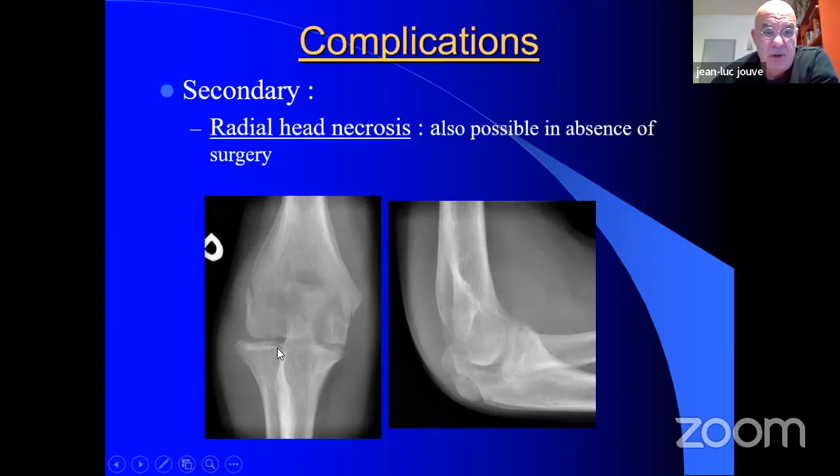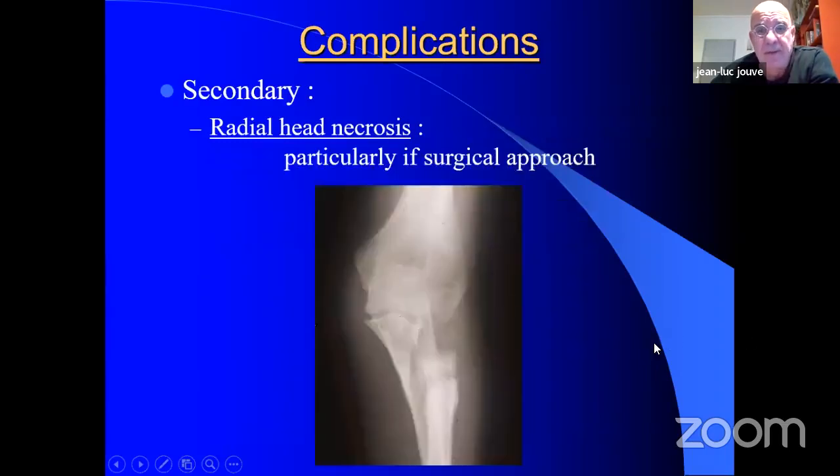This is an example of radial head necrosis, with a radial head which is completely flat and with irregularity of the articular surface. Another example: the radial head has completely disappeared, and this is typically the kind of necrosis after a direct surgical approach. That's the reason why we prefer to approach from the wrist with the wire, an indirect, non-direct approach of the radial head. Don't touch the radial head.